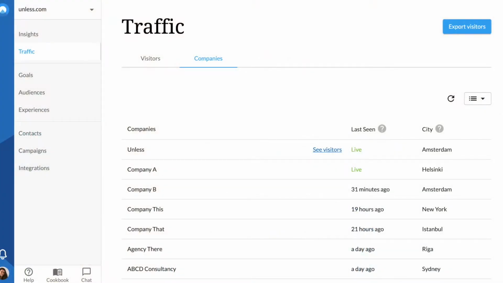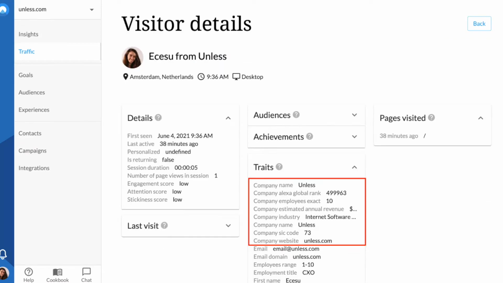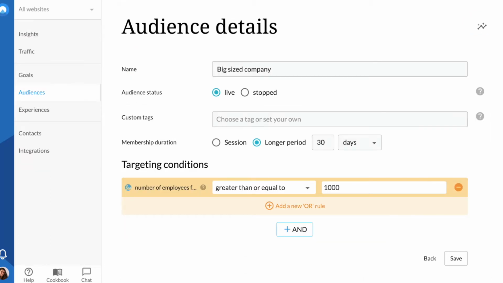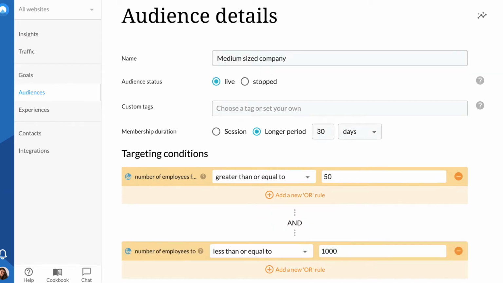With Unless, you can target companies of different sizes with different messages to match their needs. When a visitor lands on your website, we can identify their company and enrich that information with more data points, including the number of employees. All you have to do is define what enterprise means for your business in particular. What would be the ideal range for you to target? You can decide this by looking at your existing enterprise clients.